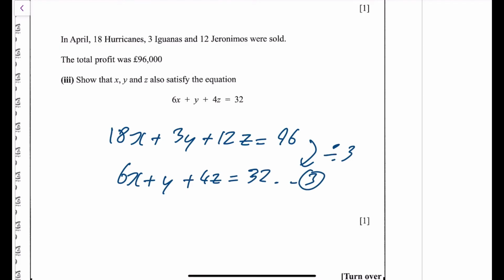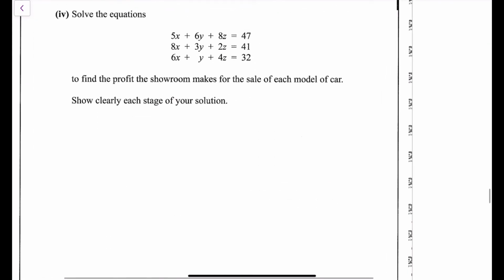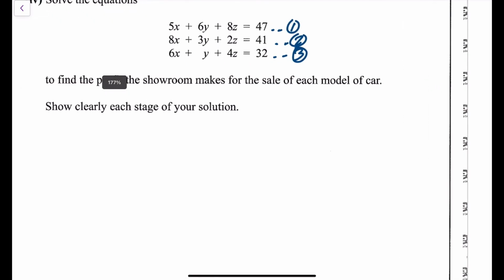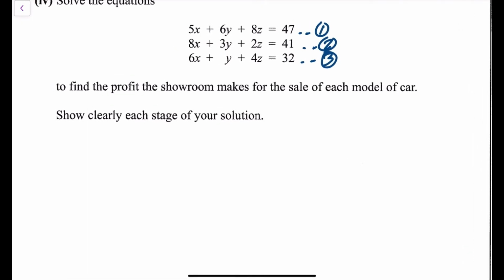Okay, so you've been given a really nice way for them to ask a question, because they give you the equations so that you can't be in any doubt. And then the next bit says solve these. So let's just call these equation 1, equation 2, and equation 3, and find the profit the showroom makes for each sale of each model. So it says find x, y, and z. And remember then, you put on 3 zeros for each of those because they're in thousands.